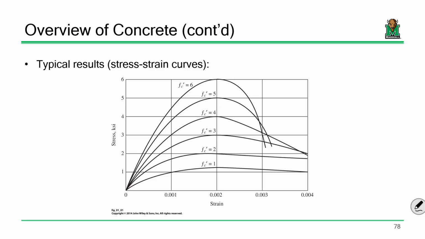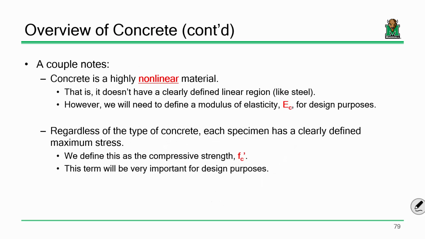I mean, where's the linear portion on this curve? Well, there really kind of isn't one. The whole thing's kind of nonlinear. But if we want to conceptualize something, we can say this tangent slope would be our modulus of elasticity and what have you. And we have models to predict that.